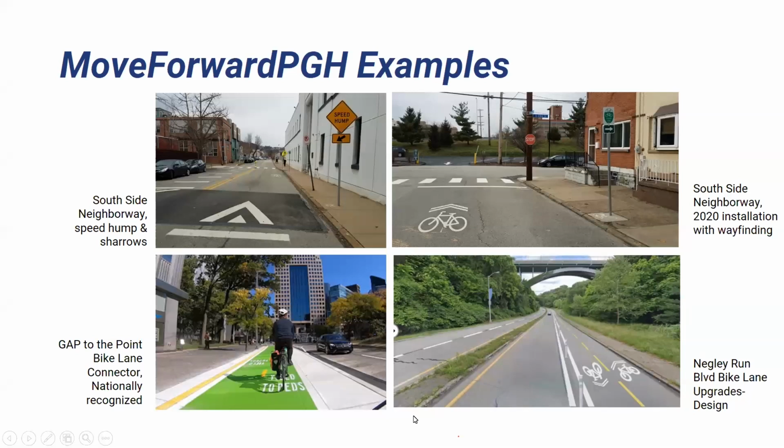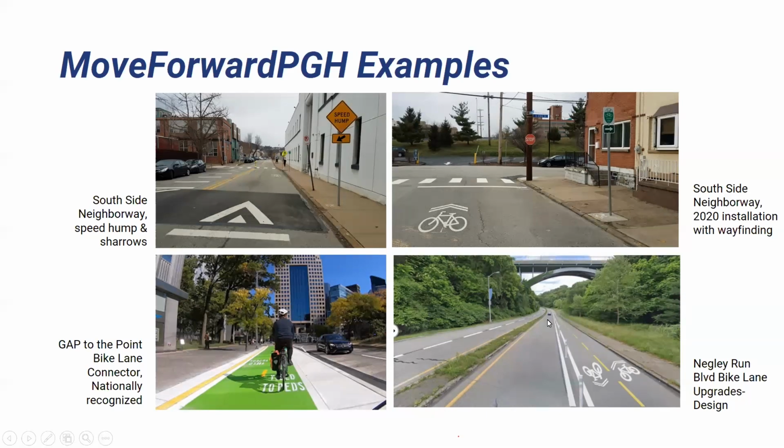Here are some examples of the Move Forward project that we are installing. The first one, on the right side, is a South Side neighborway, a very low stress, low volume corridor. So all the work we did is we just put in sharrows with wayfinding, and to calm the traffic, we used speed humps there.